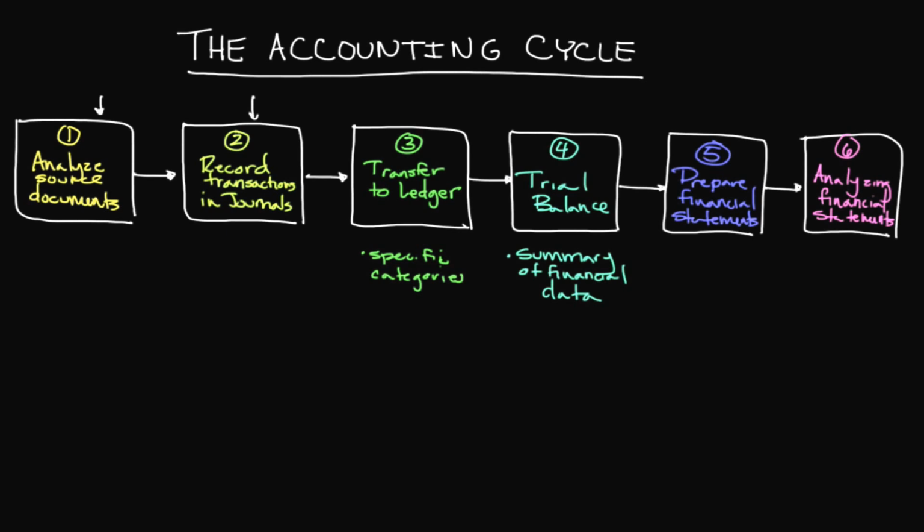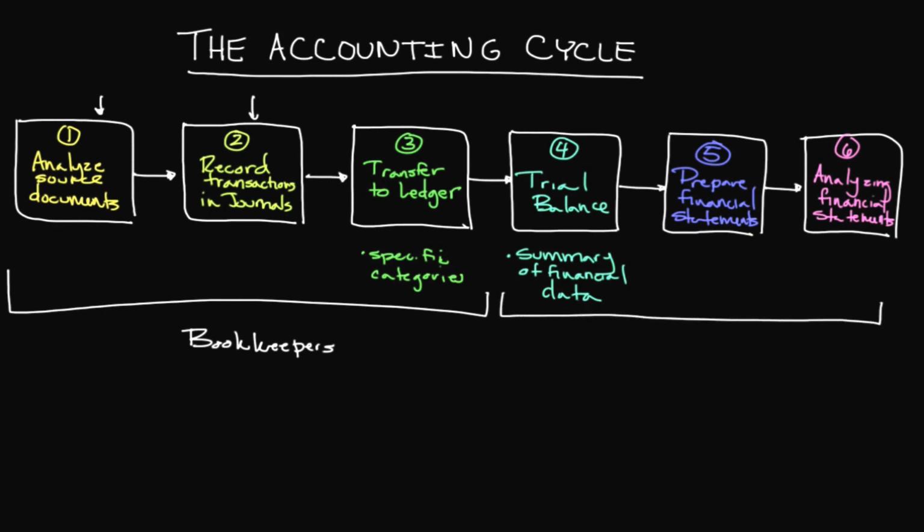Now, if you were to look at these steps of the process, you would notice that there really is a division of responsibility here. When you talk about analyzing source documents and even all the way up to transferring to the ledger, you're really looking at the responsibility generally of bookkeepers to handle that part of the process. And when it gets to taking a look at the trial balance, preparing the statements, and analyzing those, then you're looking at the role of accountants in this process. So it really is a shared role between those two individuals to help produce accurate financial statements.